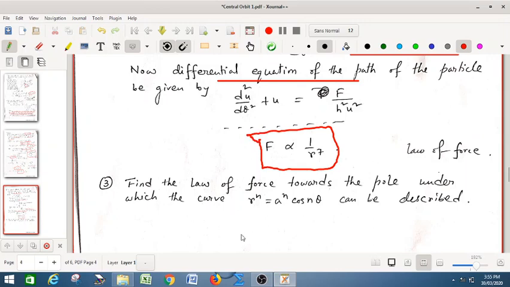So students should try the third problem, where the equation of the curve is given by r to the power n equal to a to the power n cos n theta. You should try this, you will get the law of force.